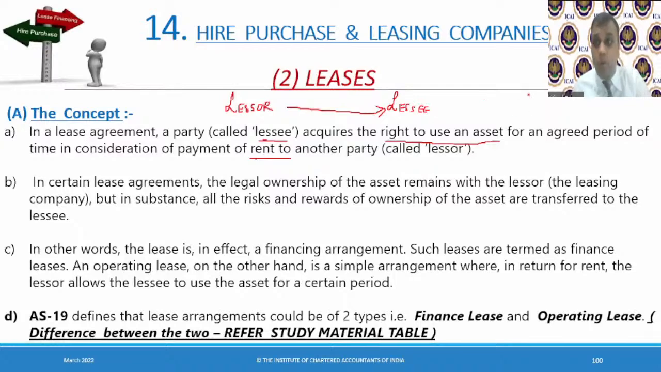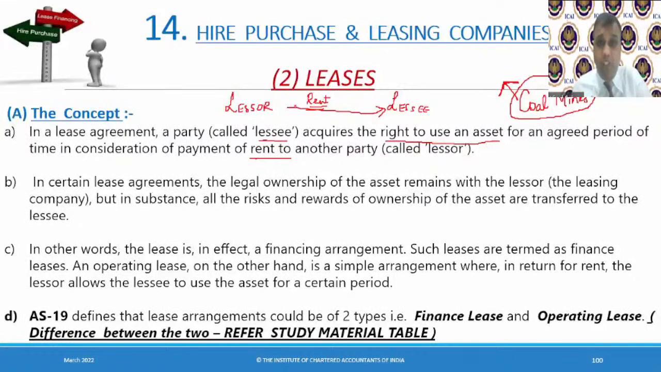Take the example of coal mines. The owner of the mine enters into an agreement with an extracting company which extracts coal from the ground. They enter into a lease agreement. They give that particular land or mine on lease to the extracting company, and that company extracts coal from the earth, sells that coal, and gives the lessor rent for that particular use of the asset.